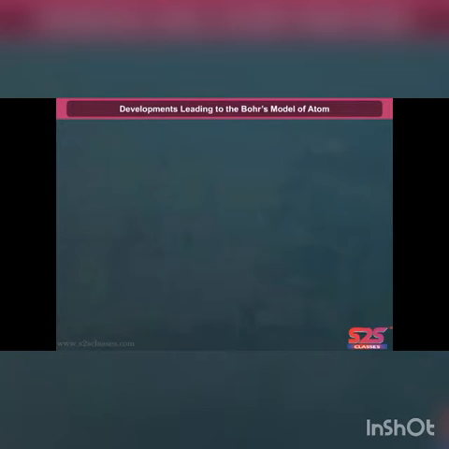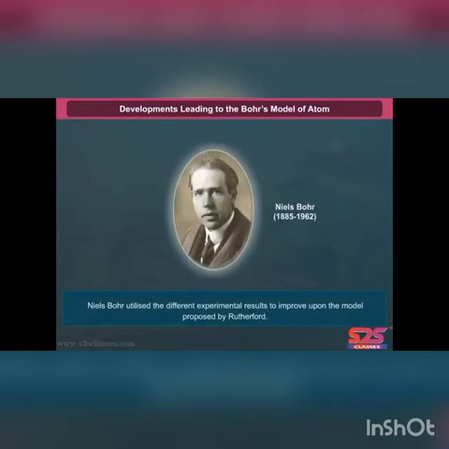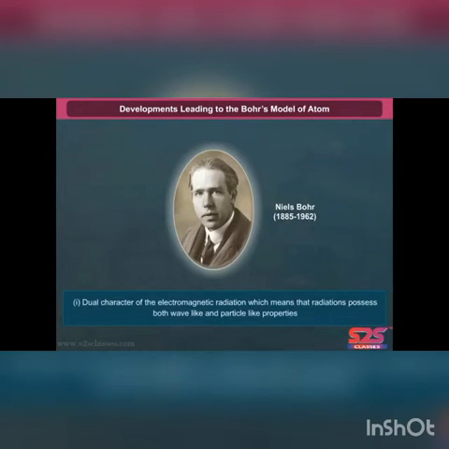Developments leading to the Bohr's model of atom. Niels Bohr utilized the different experimental results to improve upon the model proposed by Rutherford. 2 developments played a major role in the formulation of Bohr's model of atom. These were dual character of the electromagnetic radiation, which means that radiation possesses both wave-like and particle-like properties, and experimental results regarding atomic spectra, which can be explained only by assuming quantized electronic energy levels in atoms.